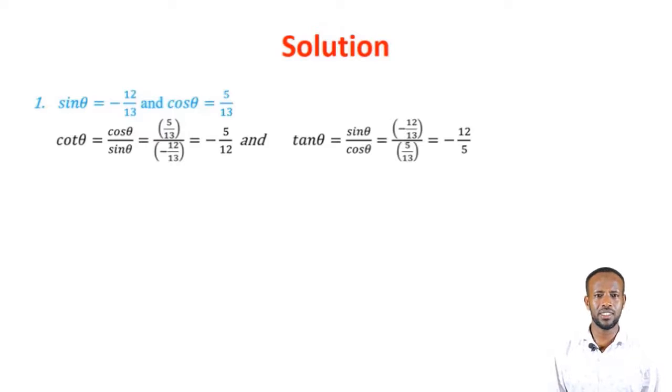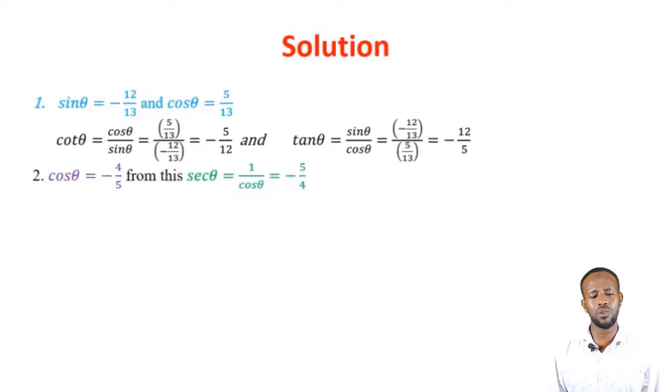What about the second question? It is simple, but too long. Now let us see the solutions. Cos theta was given to us. If you have cos theta, what do you have? You have sec theta easily. Sec theta is equal to what? Upside down, negative 5 over 4, since they are reciprocals, isn't it?